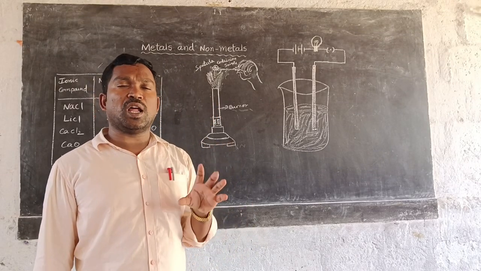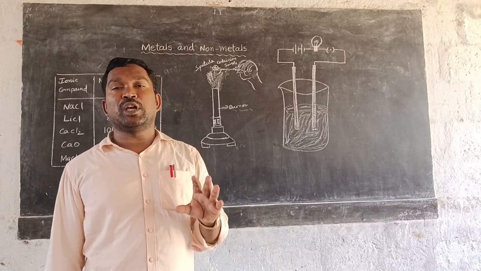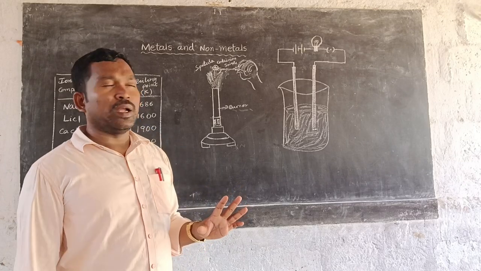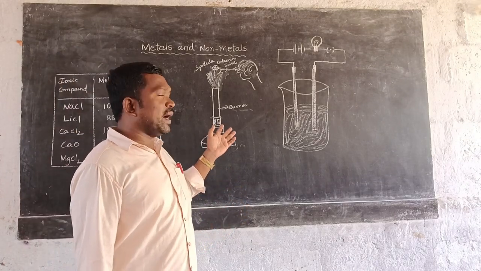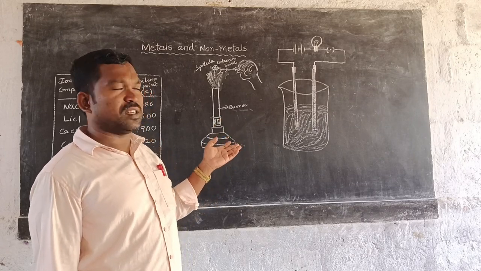Solubility. Ionic compounds are soluble in water, insoluble in petrol and kerosene. All ionic compounds are soluble in water, insoluble in petrol and kerosene. Next one, conductivity. The fourth property, conductivity of electricity.